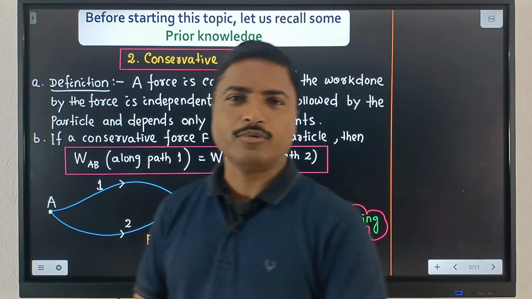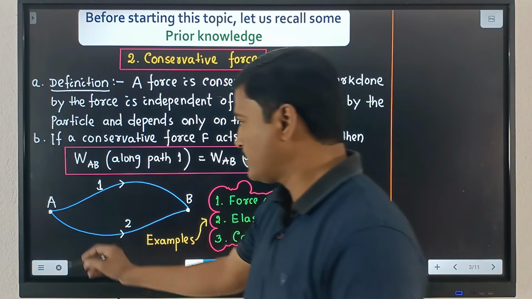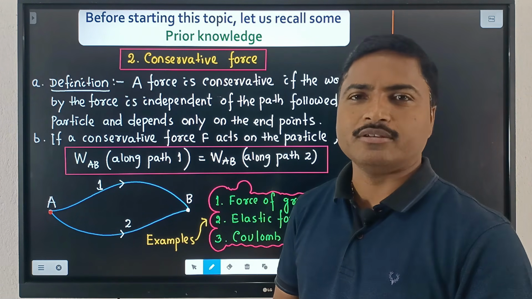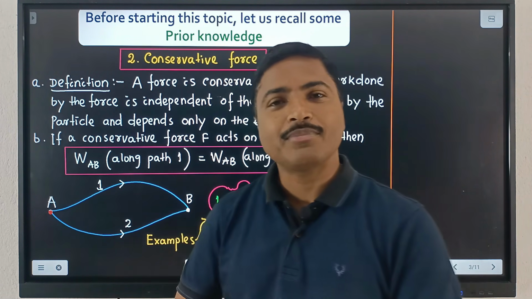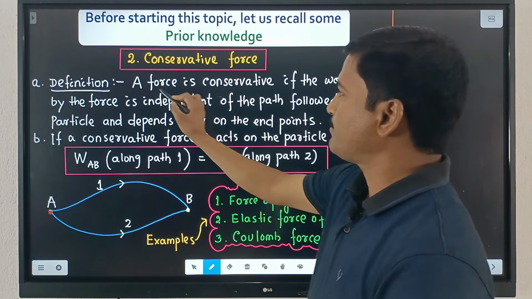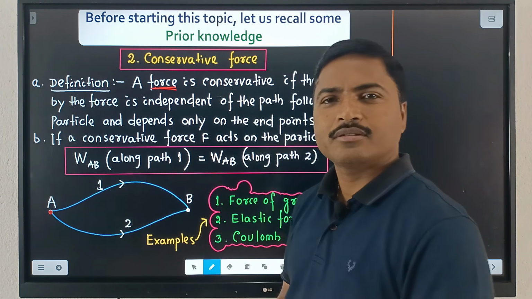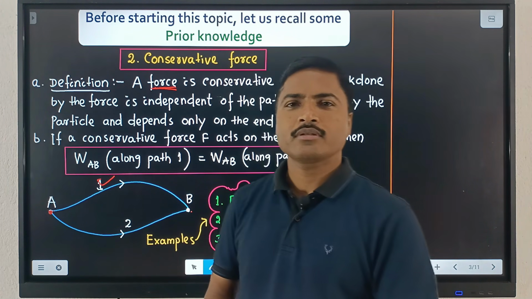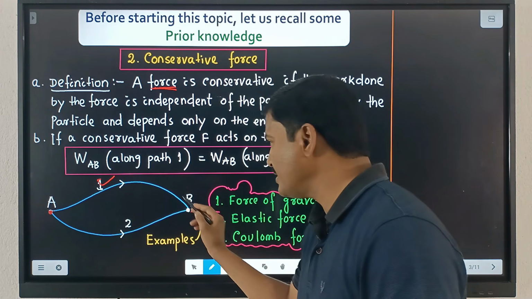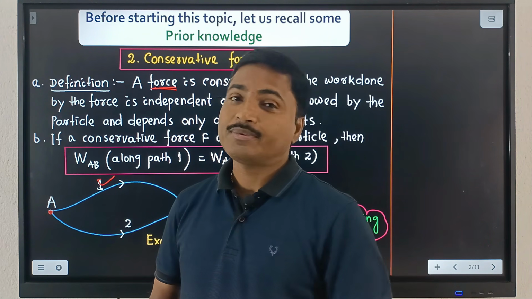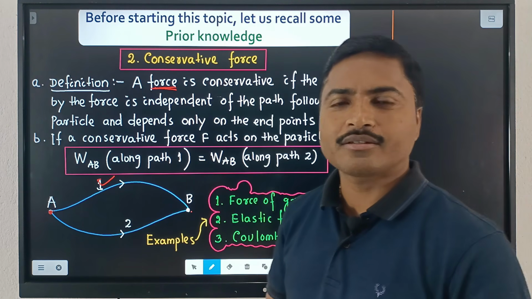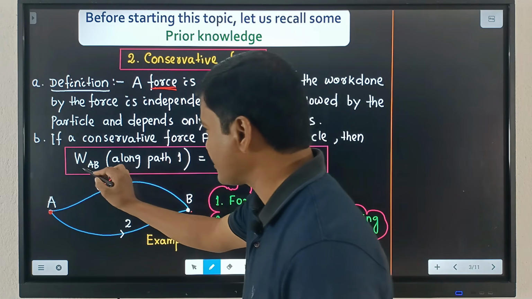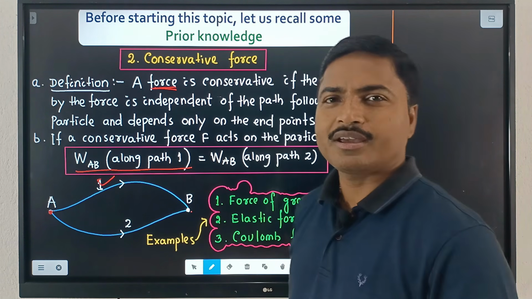Very simple. Suppose here a body is situated at point A. A is the initial position of the body. Force is applied on the body. Then what happens? Suppose the body moves from point A to B along path 1. That means displacement is there, force is there, so work is done by the external force. And we write that the work done is W_AB along path 1.